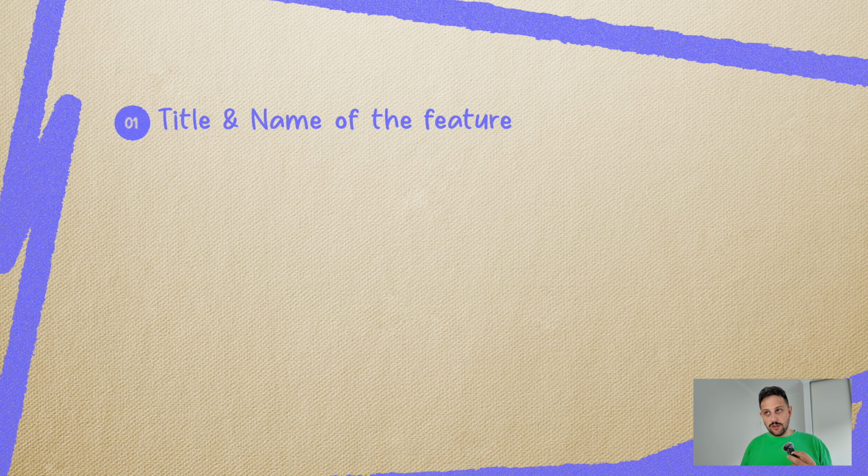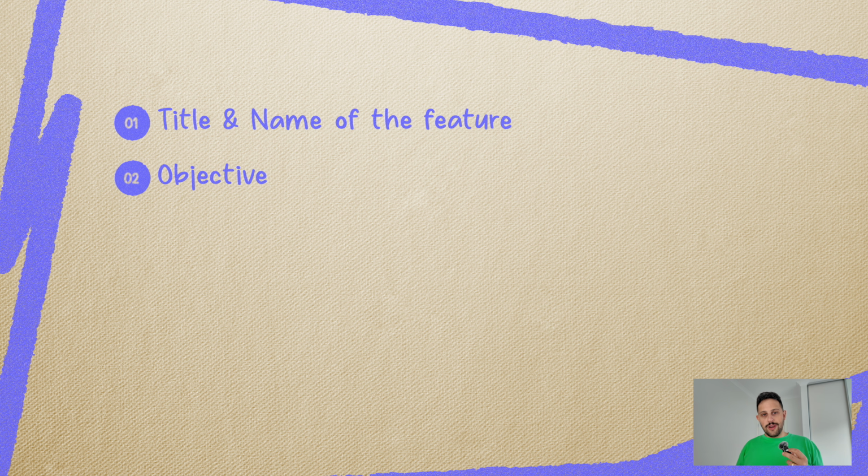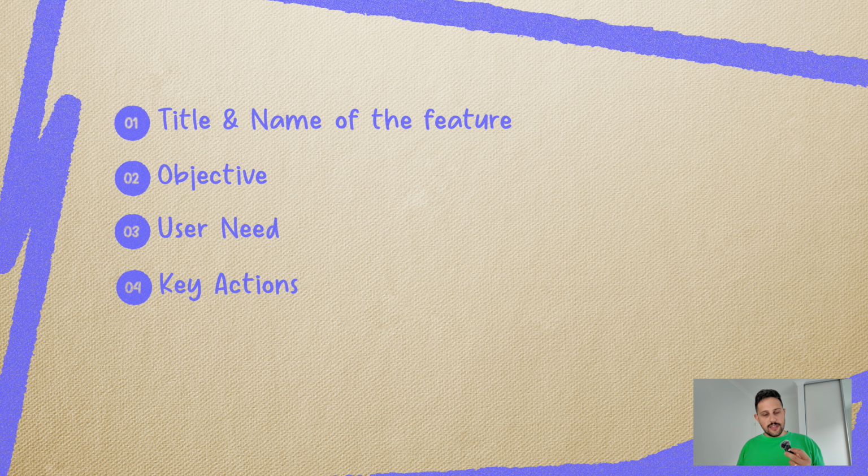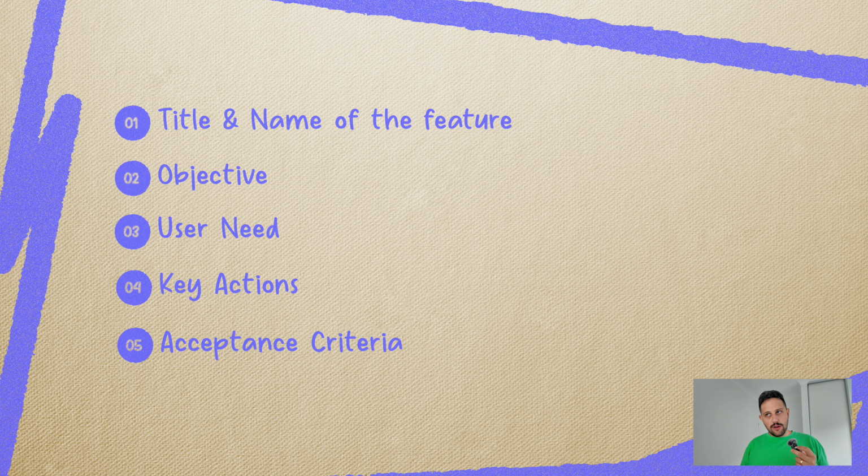To make this even easier, I use a user story template that breaks everything down into clear sections. Number 1, title and name of the feature. 2, objective, so why this feature matters. 3, the user need. What is the goal from the user's perspective? 4, the key actions, steps that the user should be able to perform to go from A to B. 5, acceptance criteria. What needs to be true for the feature to be complete?